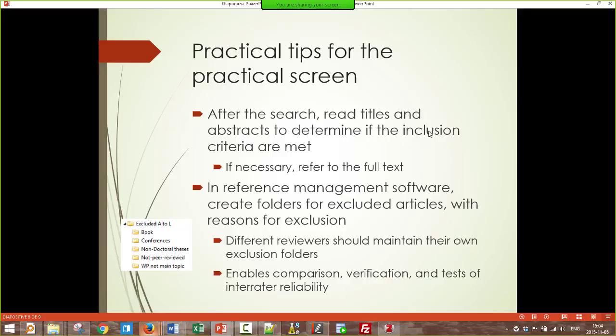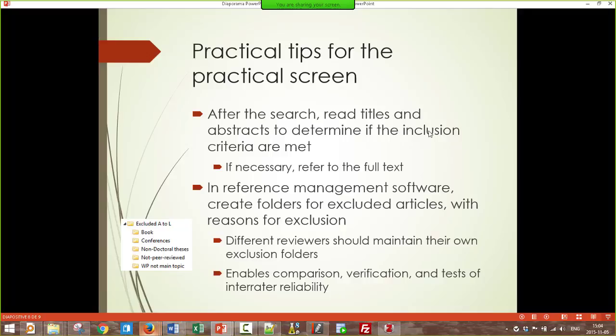Now the practical screen interacts very much with a literature search. You have to do your practical screen criteria first. You have to know what you're going to look for before you start searching. But then how you apply it. So after you do the search, and next week we'll talk in detail on how to do the search, you're going to get a lot of articles.